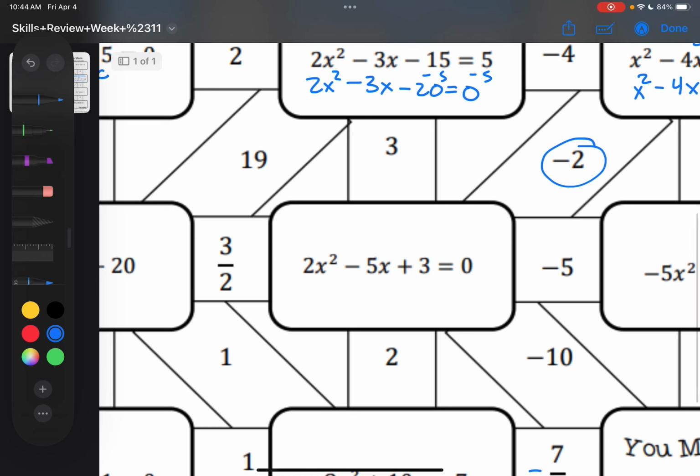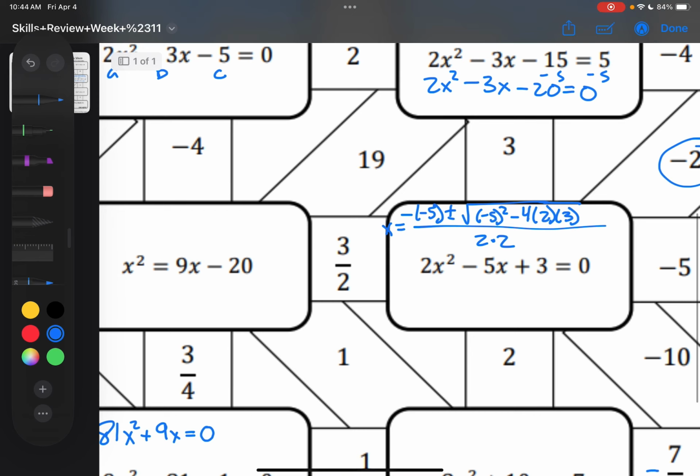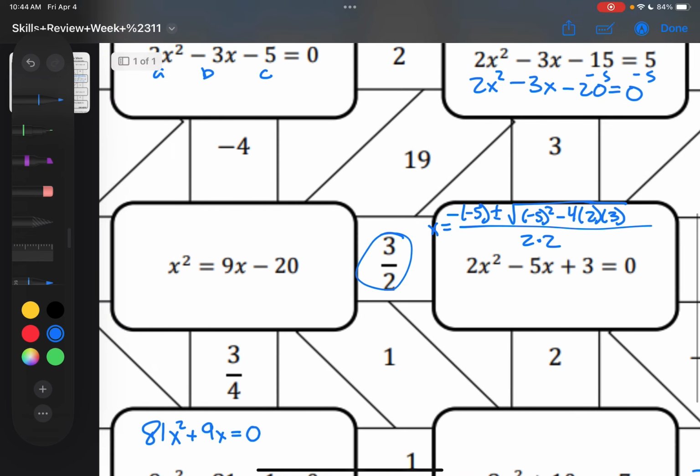This is already set to 0, so we just plug it in. We have our x, or our opposite of negative 5, plus or minus our negative 5 squared, minus 4 times 2 times 3, our a and our c's, and our 2 times 2. Then from there, you're going to see your answer is 3 over 2.